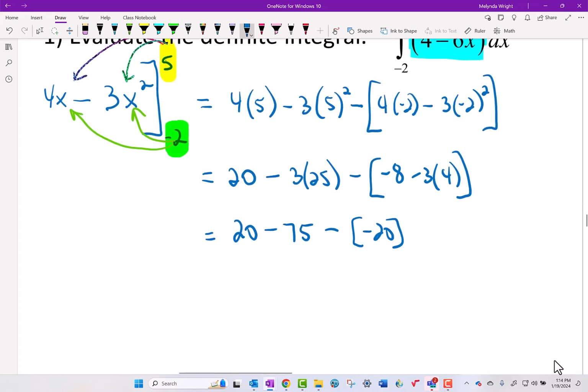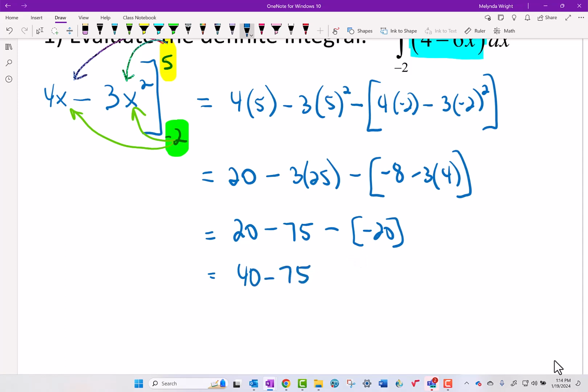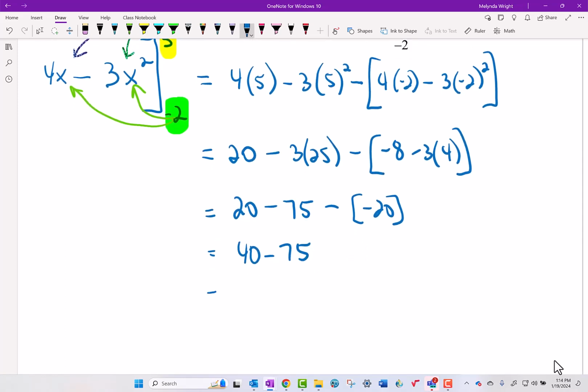Okay, so now I've got 20 minus the -20, so that's 40 minus 75, which I'm finally getting to where, okay, that still is hard for me, but 40 minus 75 is, what, -35. Okay, so that's my answer. Now, again, I'm sure y'all are way better with arithmetic than I am. You can skip a bunch of steps. It doesn't matter. Question?